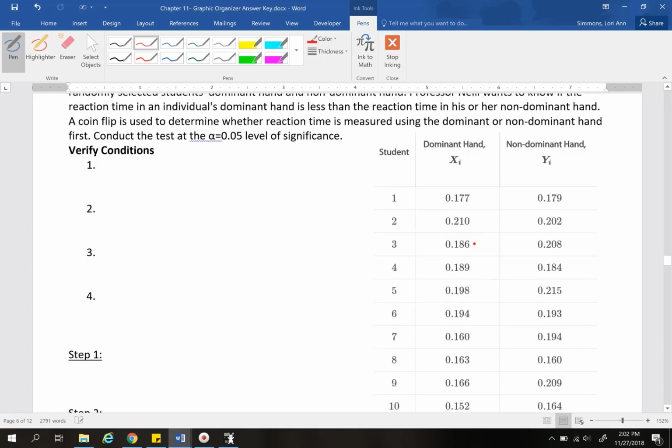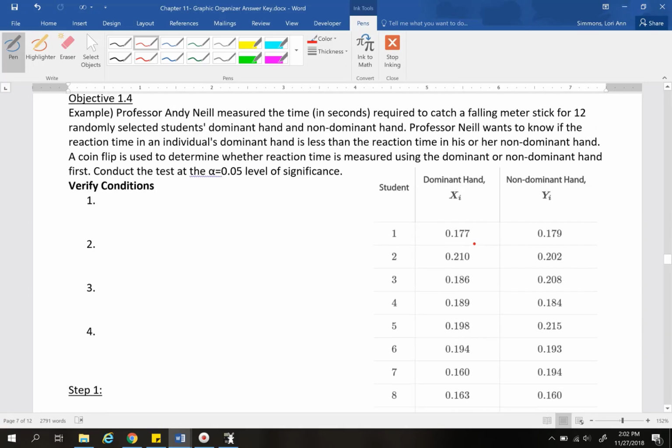Let's look at an example. Professor Andy Neal measured the time in seconds required to catch a falling meter stick for 12 randomly selected students' dominant hand and non-dominant hand. Professor Neal wants to know if the reaction time in an individual's dominant hand is less than the reaction time in his or her non-dominant hand. A coin flip is used to determine whether reaction time is measured using the dominant or non-dominant hand. Conduct the test at the alpha equaling 0.05 level of significance.